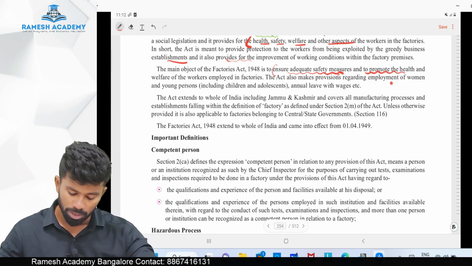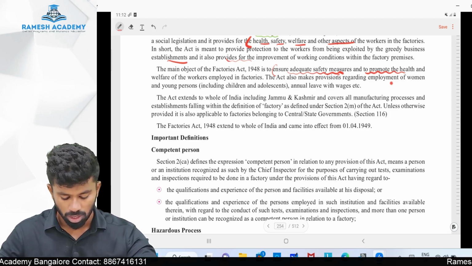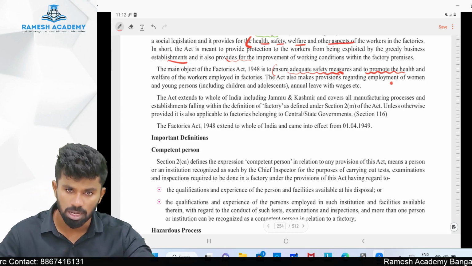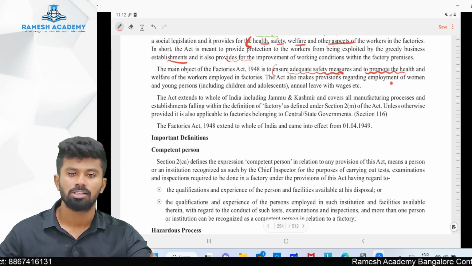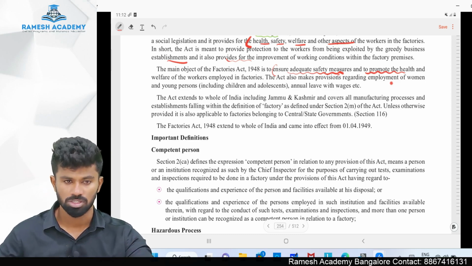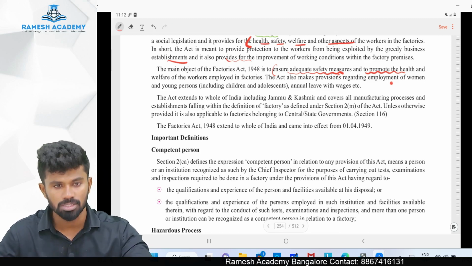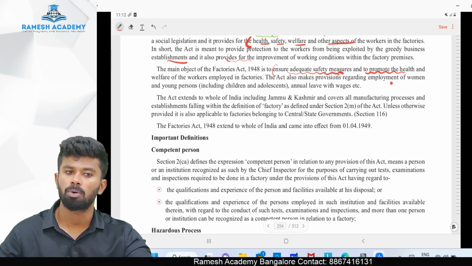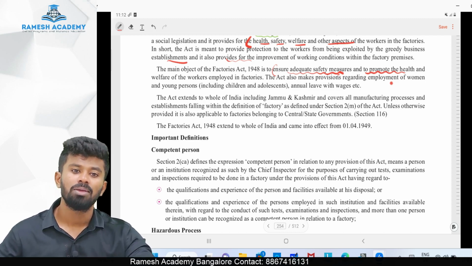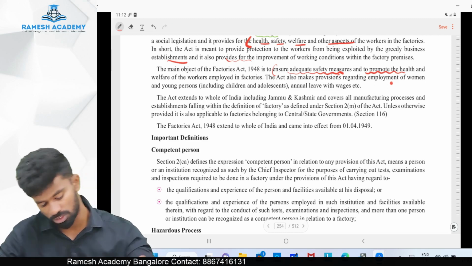The act also makes provisions regarding the employment of women as well as young persons and annual leave with wages. So in total, this chapter contains safety measures, welfare measures, then health measures to be taken by the employer towards the employees. It also provides the provisions with respect to the employment of a young person, then women, and also the leave with wages, when an employer is liable to pay the leave with wages.